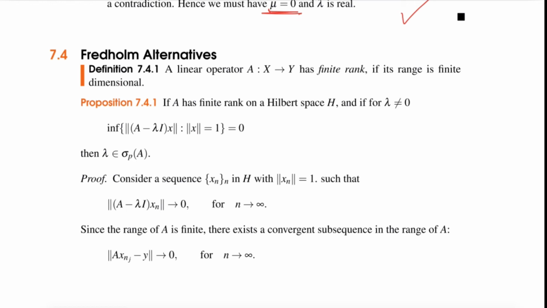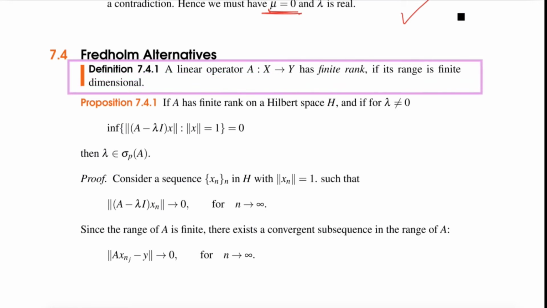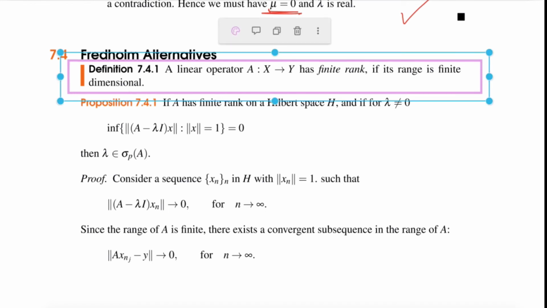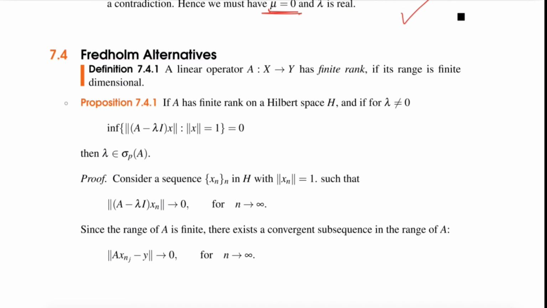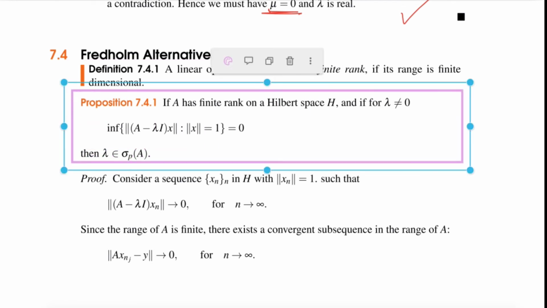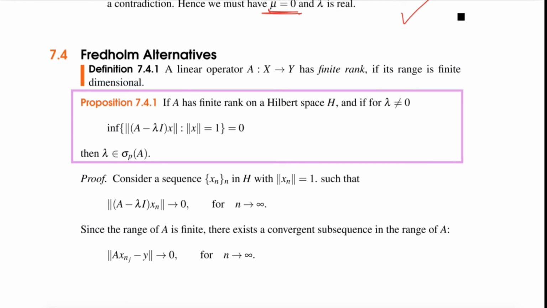The key here is to have operators of finite rank. So a linear operator, let's start here. A linear operator has a finite rank if its range is finite dimensional. Okay, and then finite rank operators have a beautiful spectrum. If A is finite rank on a Hilbert space, and if for lambda non-zero the infimum of the norm of (A minus lambda I)x for all x with norm equal to 1 is 0, then lambda is in the point spectrum.